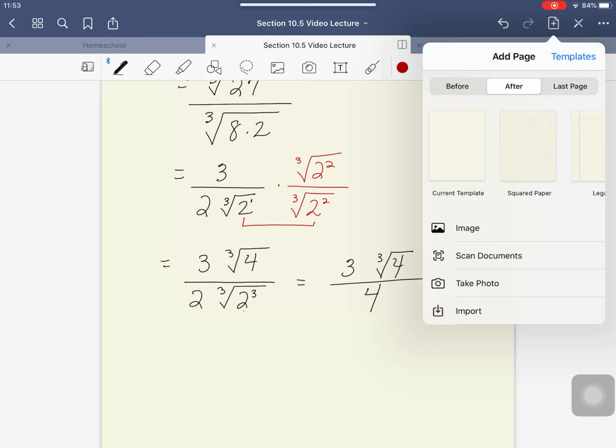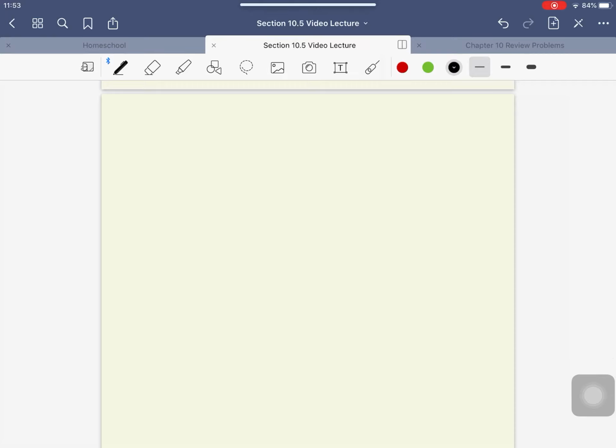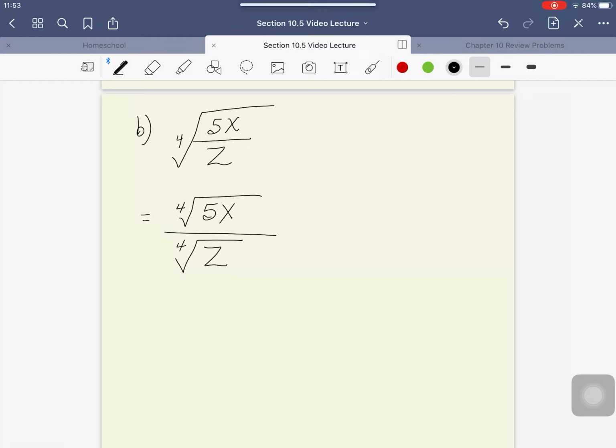Let's do part B. All right, this time it's a fourth root of 5x over z. So I like to split it up first. So I'll write that as the fourth root of 5x over the fourth root of z. I have z to the first power, so that means I need 3 more. So I'm going to rationalize by multiplying by the fourth root of z to the third.